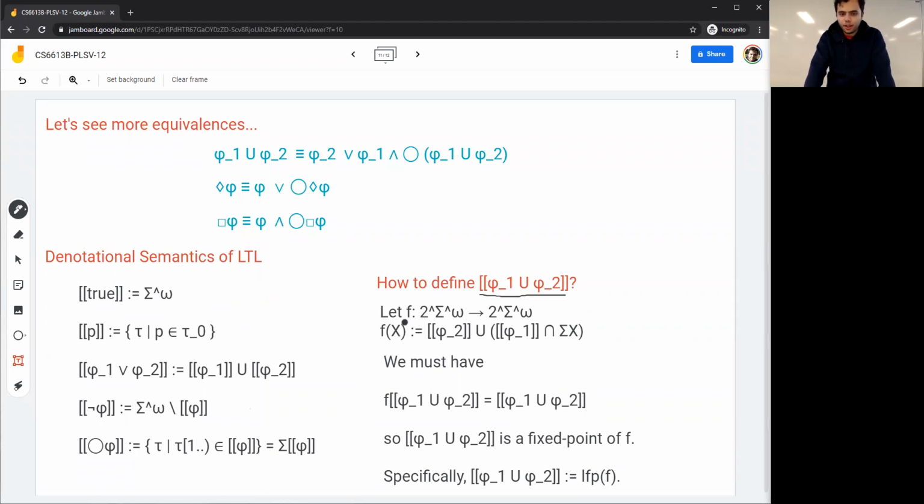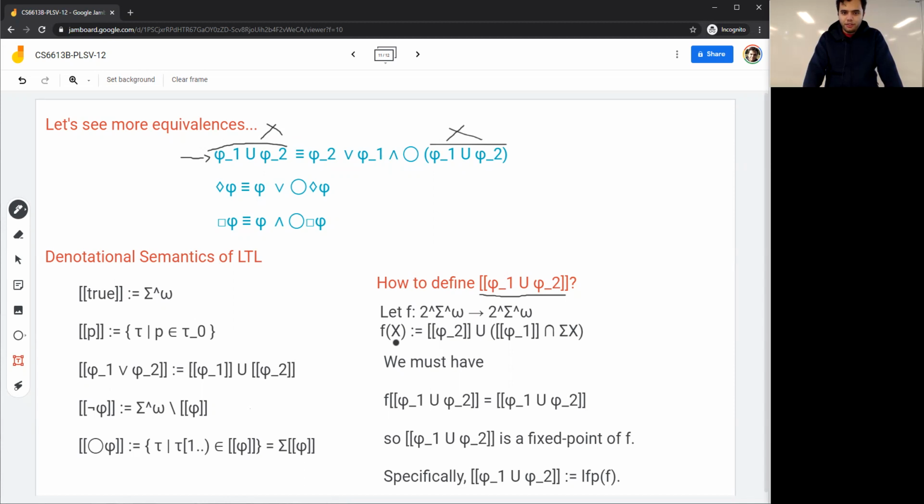So first of all, what is the type of F? Well, it maps languages to languages. And in our case, languages are basically subsets of sigma omega. So it maps subsets of sigma omega to subsets of sigma omega. And how does it do that? So just look at this and try to define this function in a way that the semantics of phi1 until phi2 becomes the fixed point. Let's call this thing X. I can put X here as well, right?